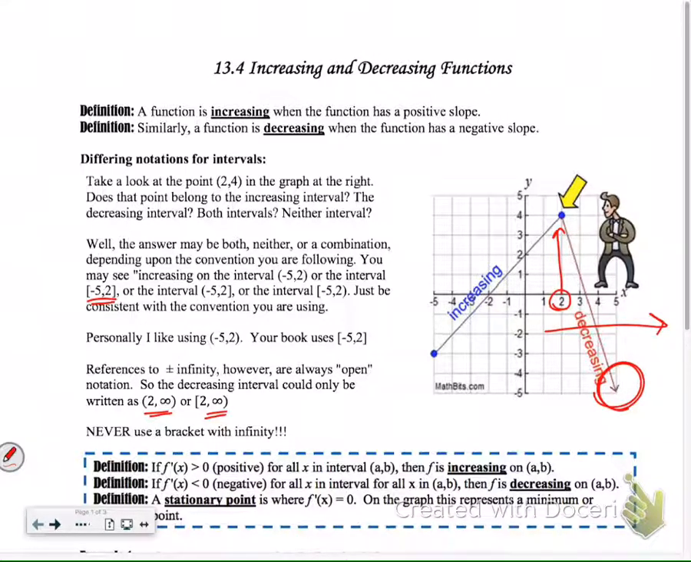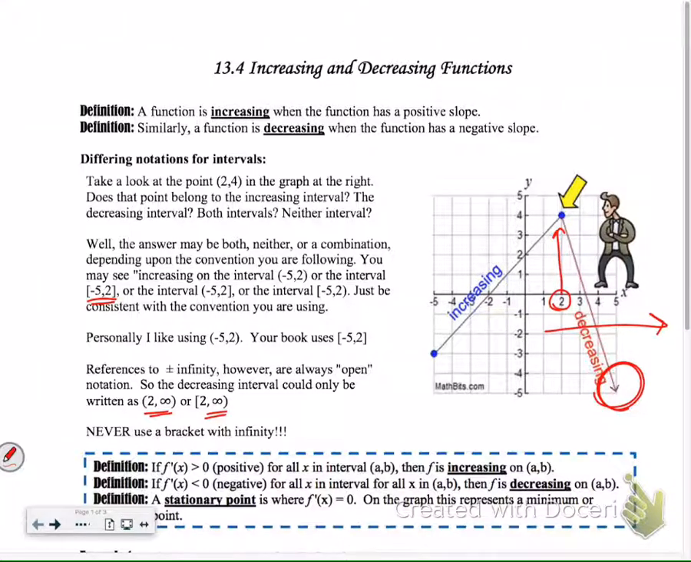Are you saying that it's decreasing right past 2? Are you saying it's decreasing at 2, which would be the bracket? But you cannot say that you stop decreasing at infinity because you can't get there. So essentially, never use a bracket with infinity. Otherwise, when you're doing intervals, it doesn't really matter if you use a bracket or a parenthesis.